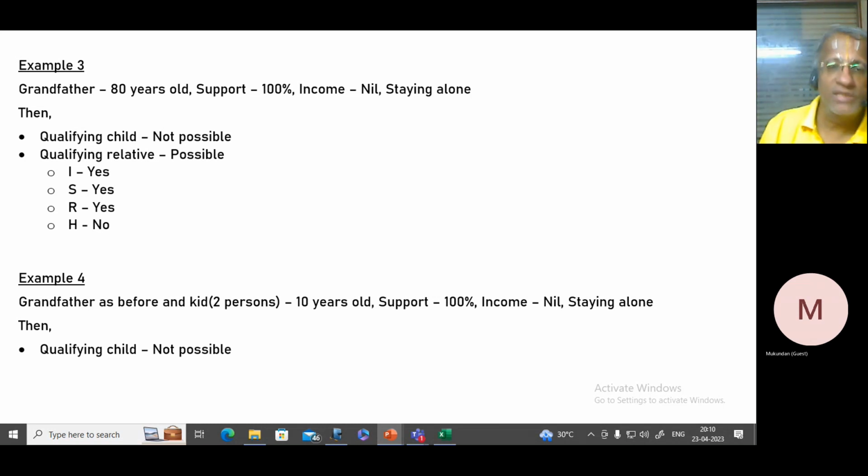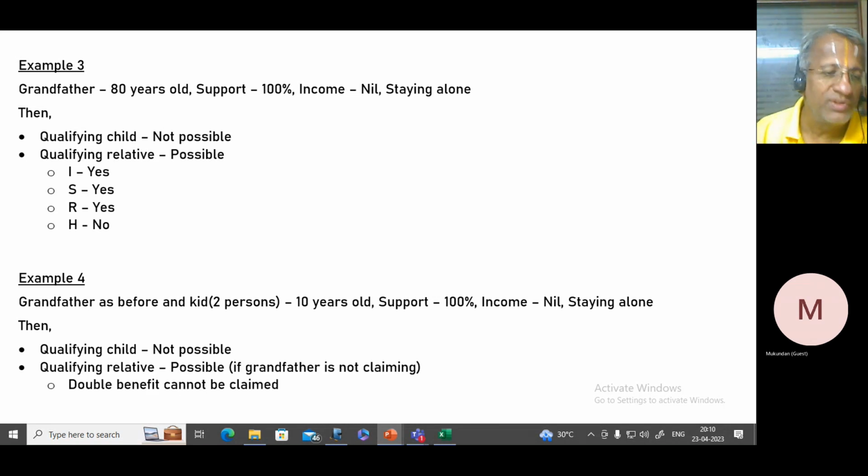Residence. Then support is there, but the 10-year-old kid is living alone, not with the taxpayer. It is not passing the test of residence, and therefore it will not come under what? Qualifying child. However, this is possible to be taken up under qualifying relative. So generally, that which is not a qualifying child may come under qualifying relative, provided other conditions are satisfied.